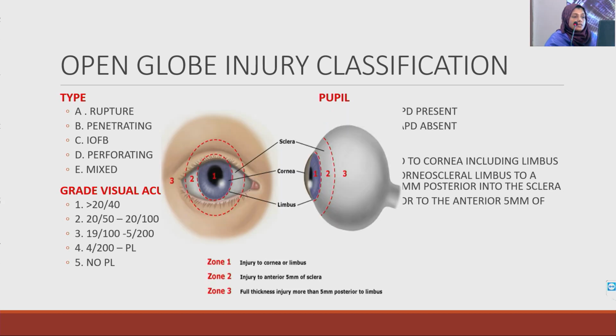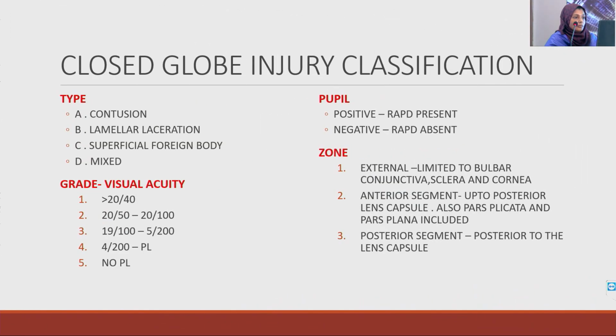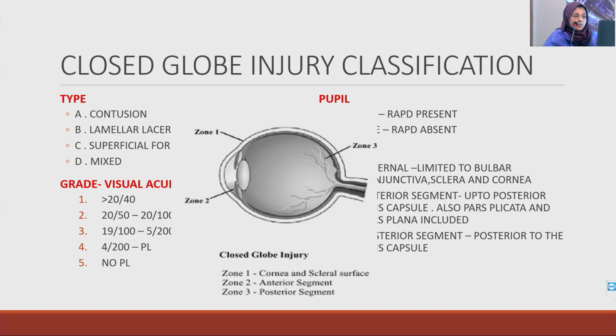The zones are: zone 1, limited to the cornea up to the corneoscleral limbus. Zone 2 means from the limbus to 5 mm posterior into the sclera. Zone 3 is posterior to that 5 mm of anterior sclera. Closed globe injury types are contusion, lamellar laceration, superficial foreign body, and mixed type. Visual acuity grading and pupil are the same as for open globe injury. And the zones are: zone 1 is external, limited to conjunctiva, cornea, and sclera. Zone 2 is the anterior segment up to the posterior lens capsule. Zone 3 is the posterior segment behind the posterior lens capsule.